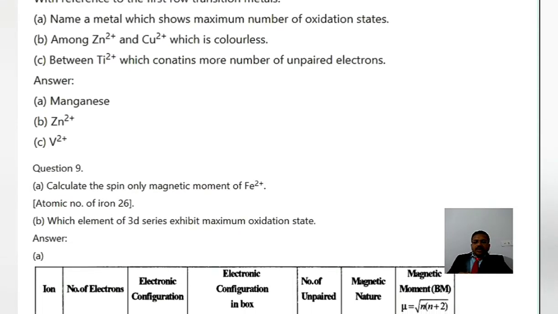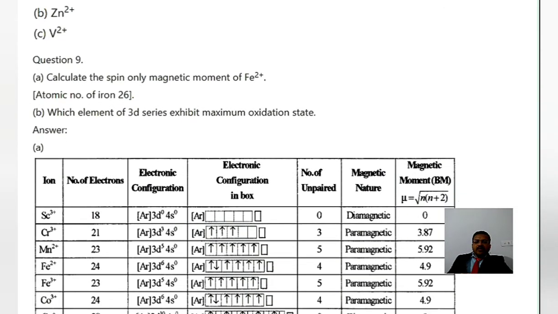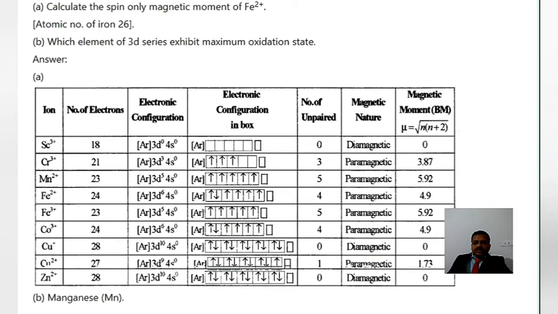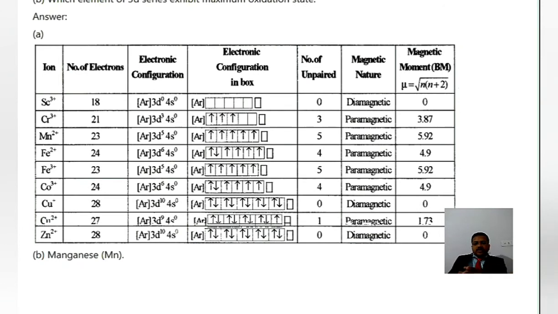Question number 9. Calculate the spin-only magnetic moment for Fe2+. Question number B is, which element of the 3d series exhibits maximum oxidation state? First we will calculate the magnetic moment of Fe2+. Here in Fe2+, the number of unpaired electrons is 4 and the magnetic moment would be square root of 4 into 4 plus 2. The answer is 4.9. And since it has 4 unpaired electrons, it is paramagnetic in nature.